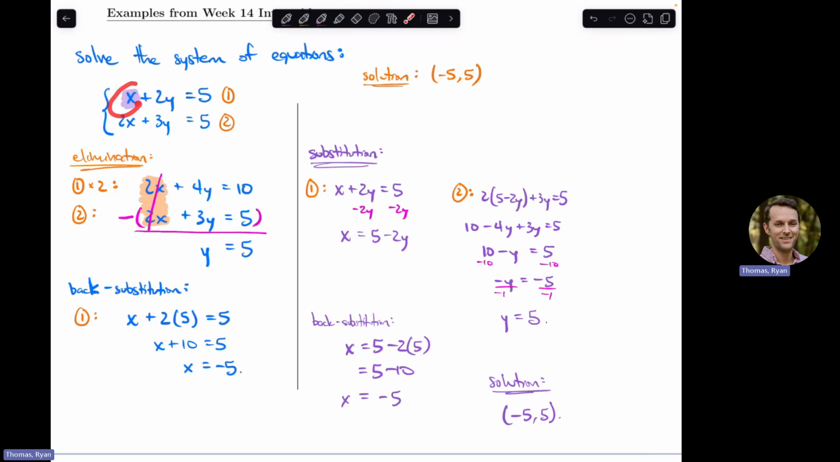For substitution, I chose to solve for this because solving for x is going to be the most straightforward version of that. If I solve for any of these other things, I'm going to end up needing to divide by 2 or divide by 3 or something like that, which might make things a little bit messier. But yeah, maybe give that a shot, try to work through it again on your own, and then we'll spend more time on this in class, of course.